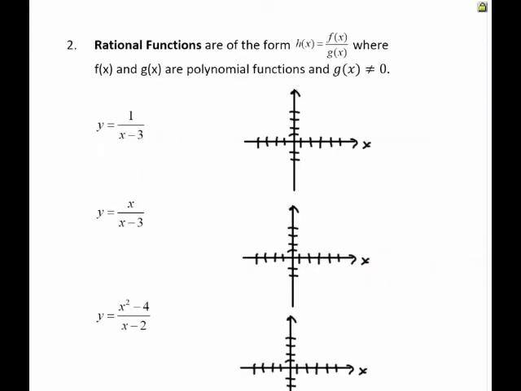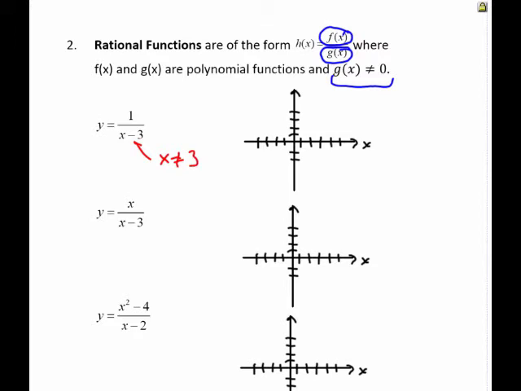Another class of functions that will be important in this course are rational functions. Rational functions are made by taking two polynomial functions and dividing them. So it's a polynomial function divided by a polynomial function, with the condition, of course, that our denominator can't be 0. Because the denominator can't be 0, rational functions look quite different depending on what the equation looks like. In my first example, I know that x can't be 3.